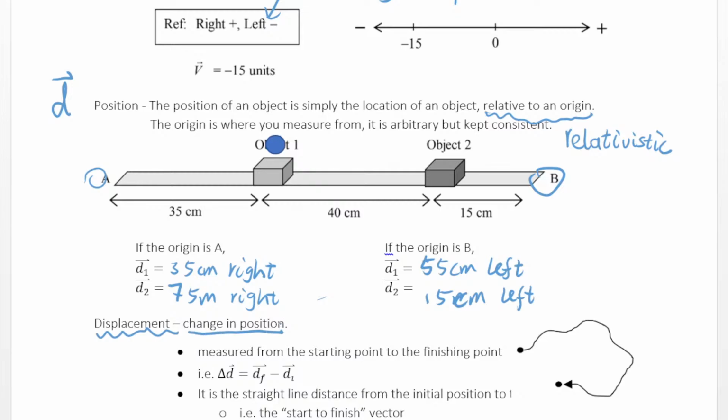Displacement is a change in position, and looks like that. By definition, it's final position minus initial position. F means final, I means initial. So let's say this is a trip, right? This is where you start. This is where you end up. Now displacement will be this straight line trip from here to here. You do not care about how you get there. All you care about is where you start and where you end up. The straight line distance from initial to final. The start to finish vector.